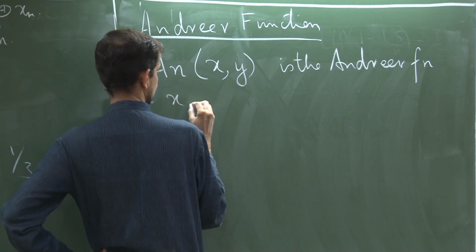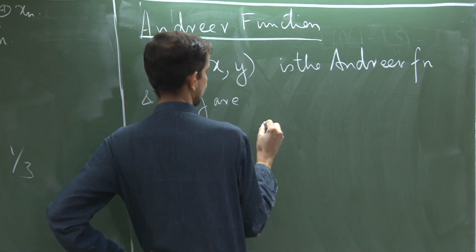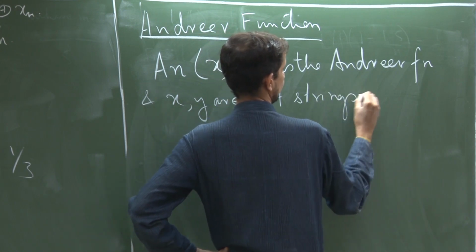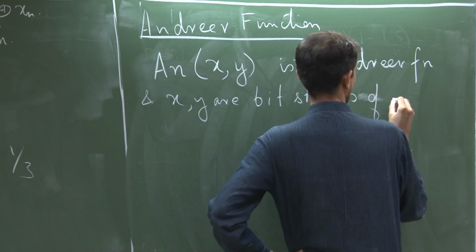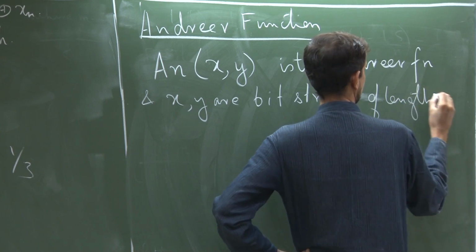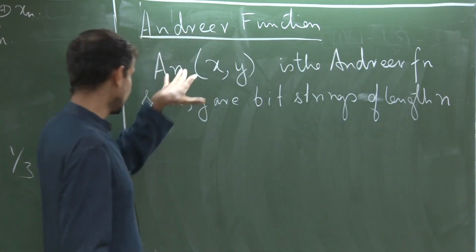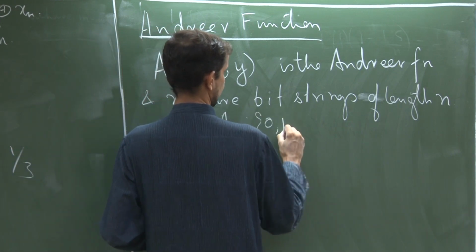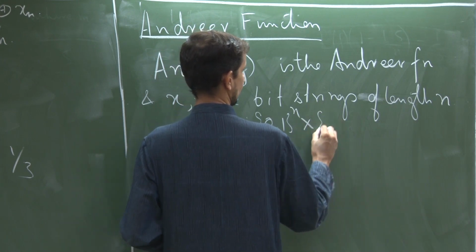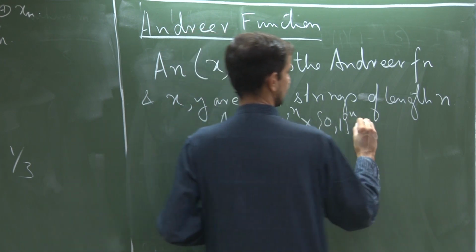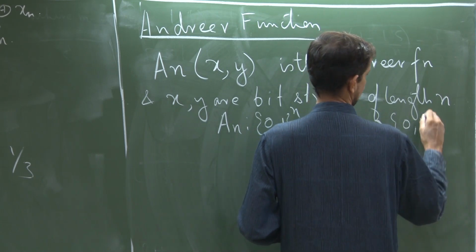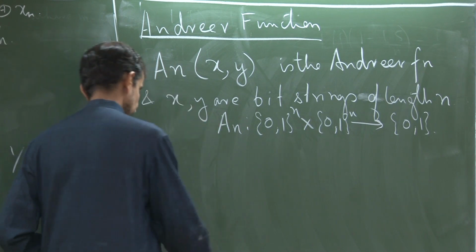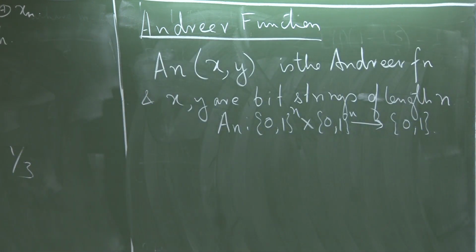And x comma y are bit strings of length n. So, you can think of this function as being a map from {0,1}^n cross {0,1}^n, and it would output a single bit. So, this is not exactly a Boolean function, but we will see what we can do over here.